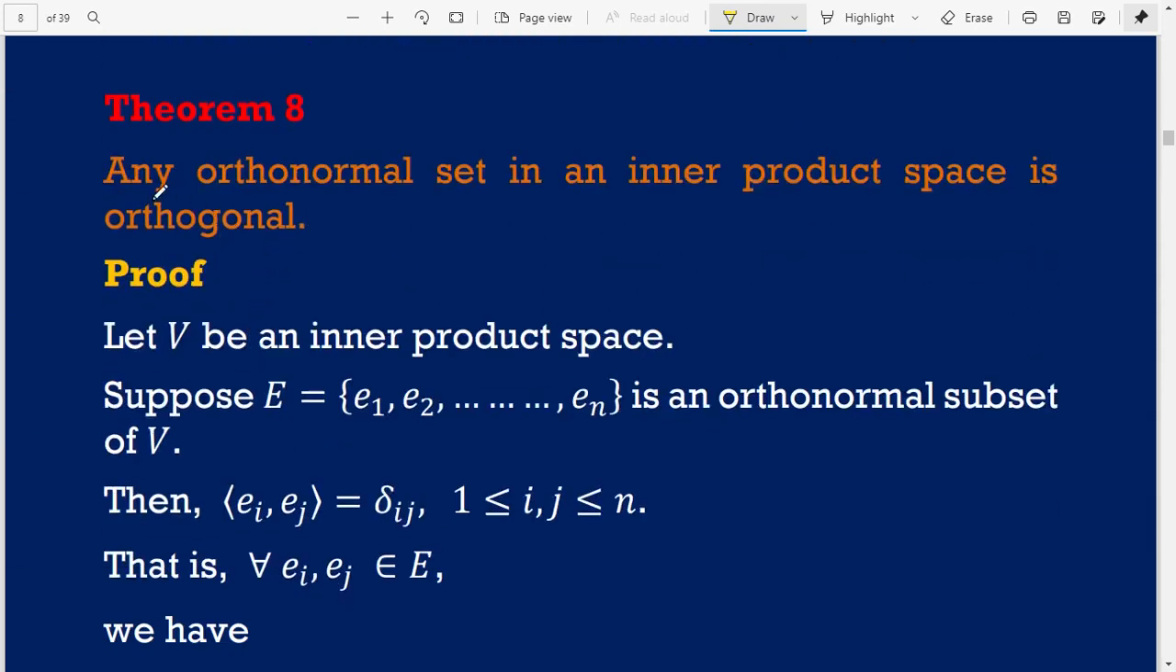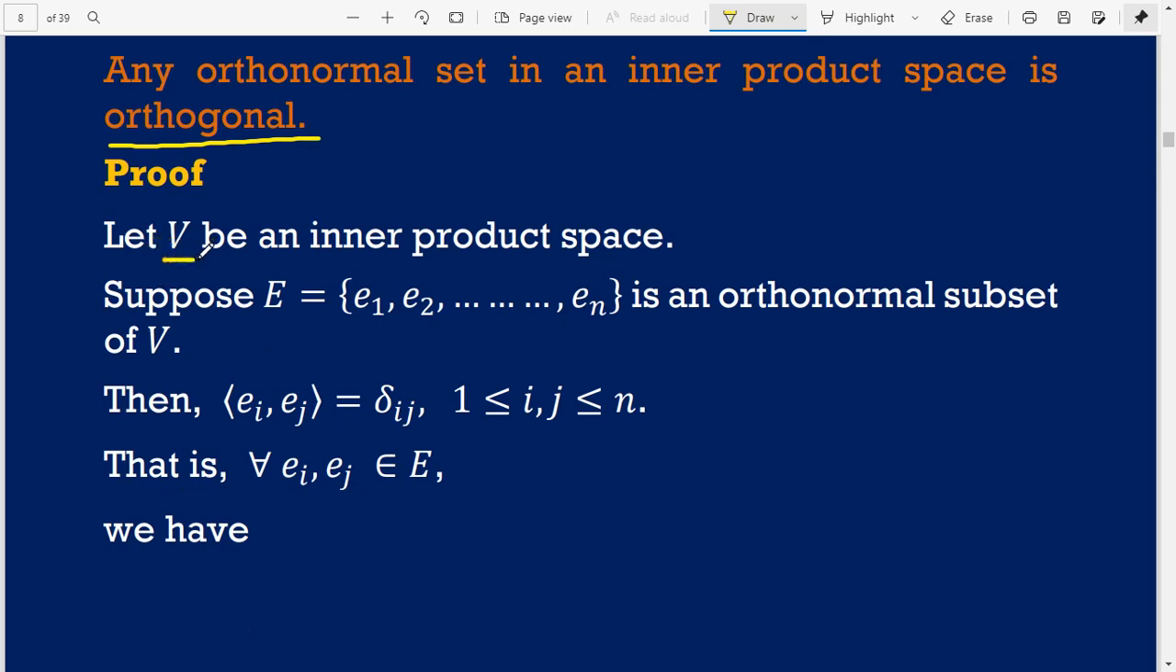Next theorem: any orthonormal set in an inner product space is orthogonal. So let V be an inner product space, and suppose the orthonormal subset of V, E, is equal to the standard basis E1, E2 up to En.